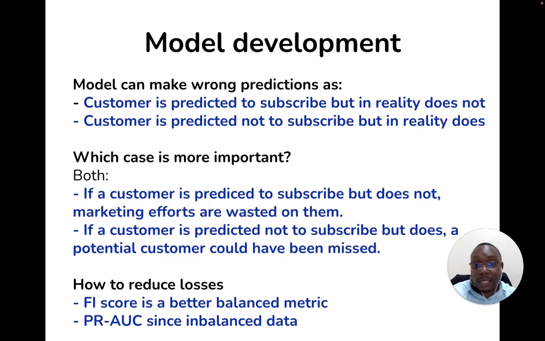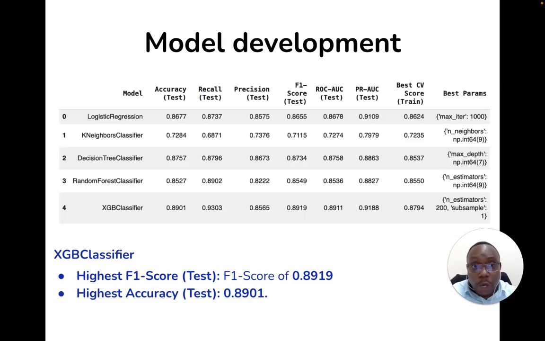So it's best to look at the F1 score, the harmonic mean of precision and recall, and accuracy, so that we can get a balanced score in this case. Also to look at the precision-recall area under the curve, since the data is imbalanced, to get a good trade-off between the precision and the recall. So we trained 5 different models: the logistic regression model, the k-nearest neighbors model, the decision tree classifier, the random forest classifier, and the XGBoost classifier.